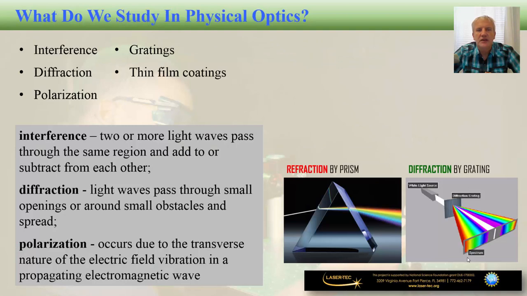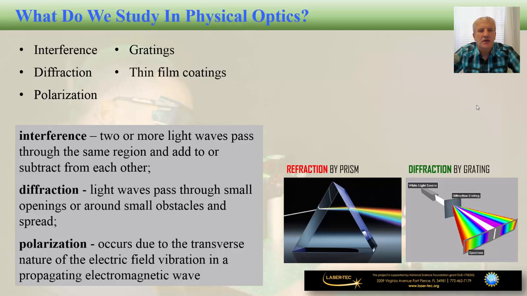We are going to study a few important phenomena: interference, diffraction, and polarization. We will be playing with optical components called gratings. We are also going to be analyzing thin film coatings that are put on certain optical components. Let's briefly define these 3 phenomena that we mentioned here.